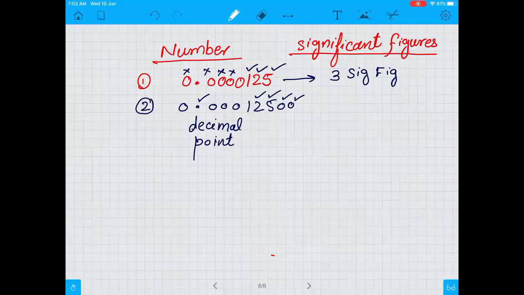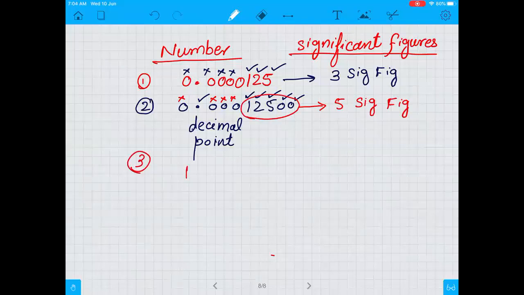So because of this decimal point, the zeros which are on the right hand side of a non-zero digit will become significant. And one thing, zeros which are on the left hand side can never be significant. Zeros which are before a non-zero digit, on the left side of a non-zero digit, can never be significant. So here you have 1, 2, 3, 4, 5 significant figures. So this number has 5 significant figures. These are the digits which are significant.